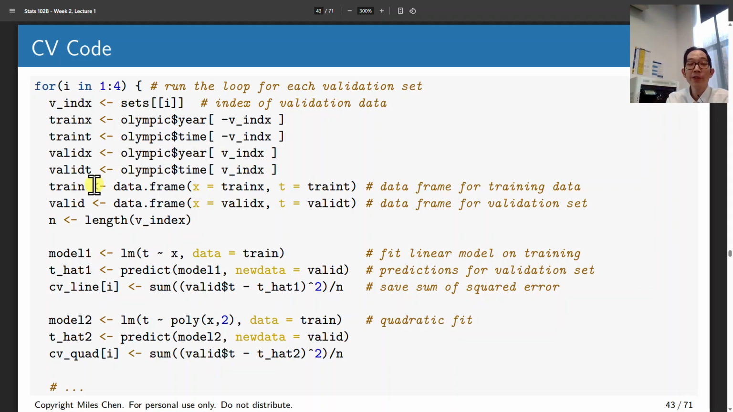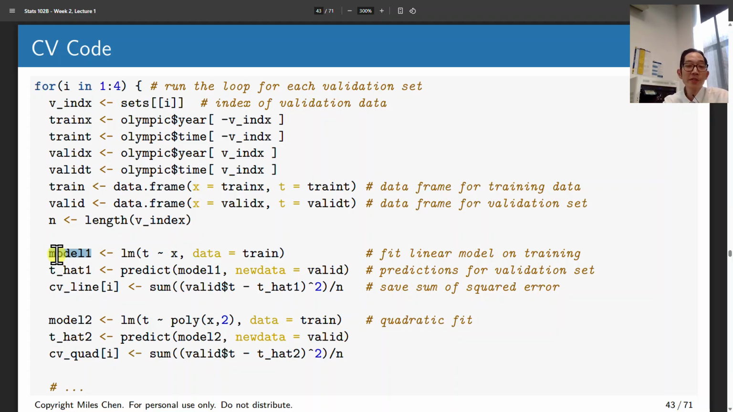Okay, I create my data frames by having a training data frame for the training x and training t, and validation x and validation t. So train has 21 observations, valid has 7 observations. I'm going to fit a linear model using just the training data, okay? I say predict t based on x. This is going to give me a slope and intercept.